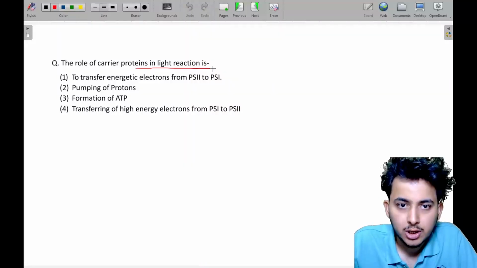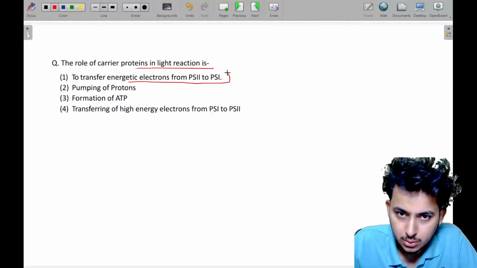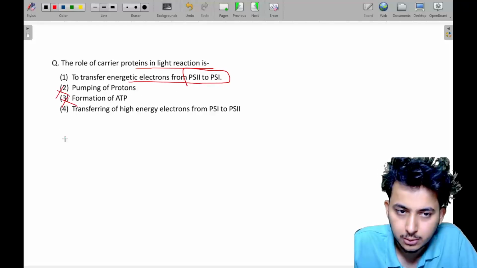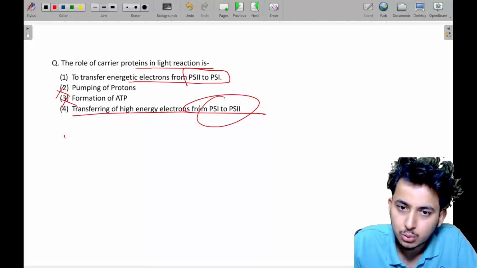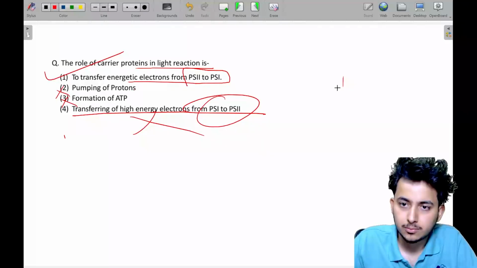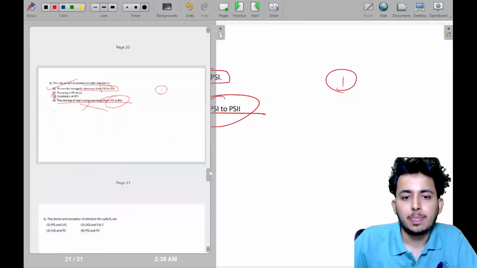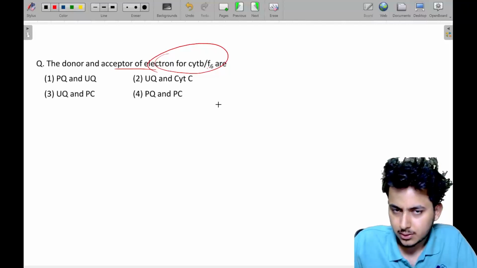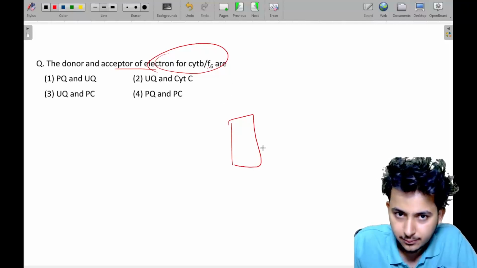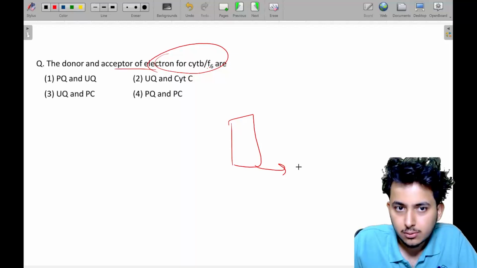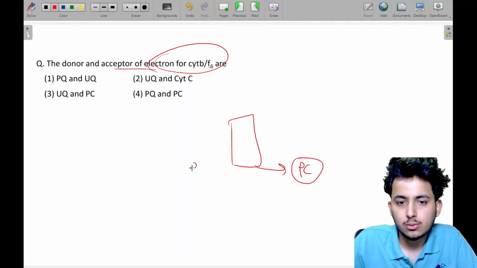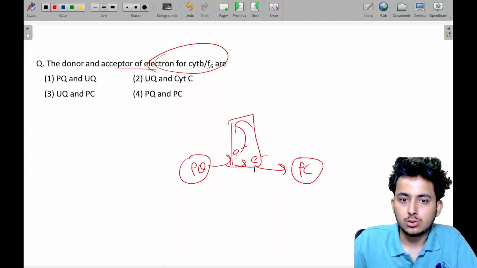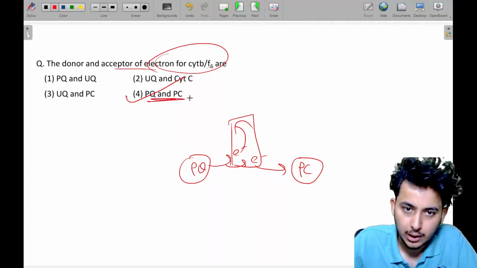Then, the role of carrier protein in light reaction is to transfer energetic electrons from PS2 to PS1. Pumping of protons, no. Formation of ATP, no. Transferring high energy electrons from PS1 to PS2, no. Answer is 1. Now, the donor and acceptor of electron for cytochrome b6f. You remember that for cytochrome b6f, the acceptor was PC and the donor was plastoquinone, which was donating the electron, splitting into two directions. So here the answer is PQ and PC.